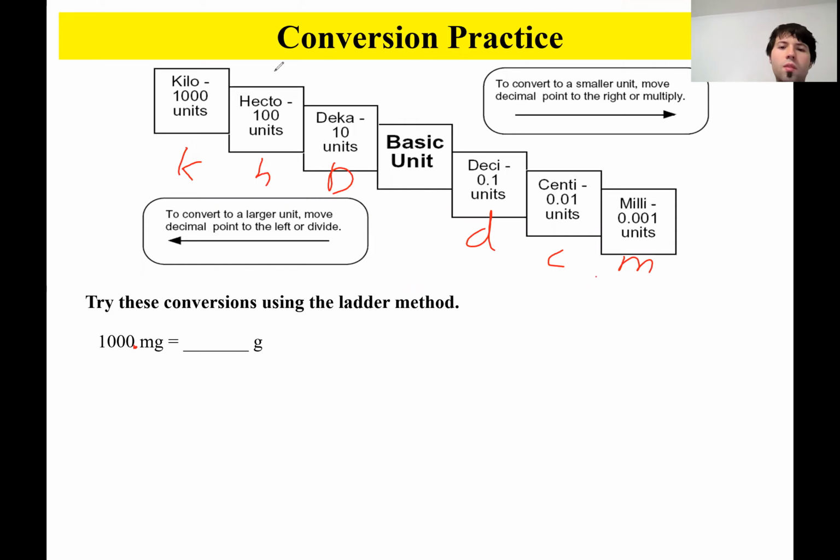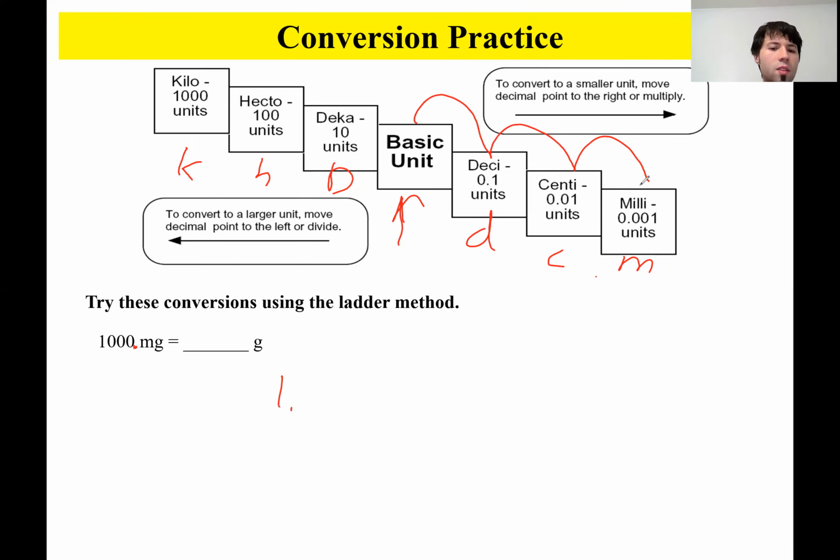And we're going to move this 3. We're going to move the decimal to the left because we're moving from a smaller unit to a larger unit. Well, how many places do I move it? I just count the steps. I'm trying to get back to the basic unit, which is my gram. So I'm starting from milli. 1, 2, 3, 3 hops. So I move 3 spaces. 1, 2, 3. Sorry, that's really messy.